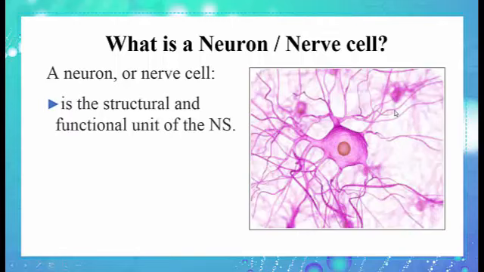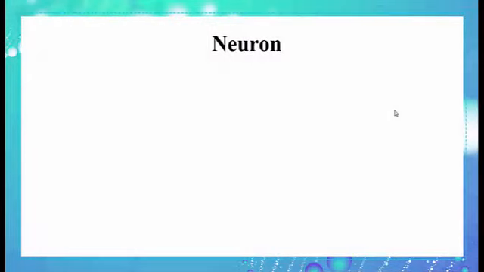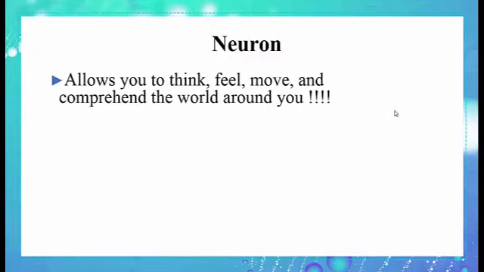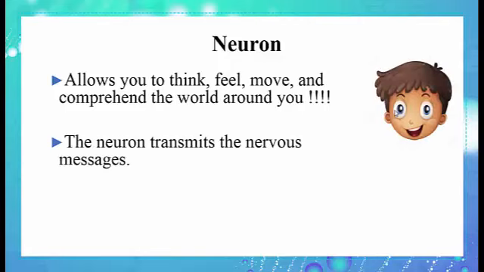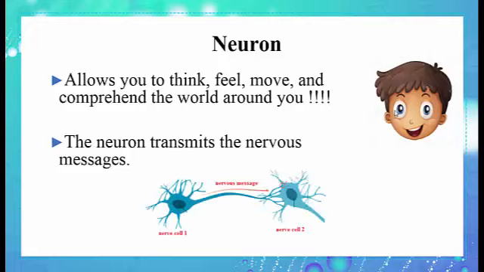It is the structural and functional unit of the nervous system, and it's an excitable cell. It's a cell that can respond when it's excited or stimulated. The neuron allows us to think, to feel, to move, and to comprehend the world around us. The main function of neurons is to transmit the nervous messages. The messages are given by the brain and the spinal cord, while the neuron has the function to transmit these messages.